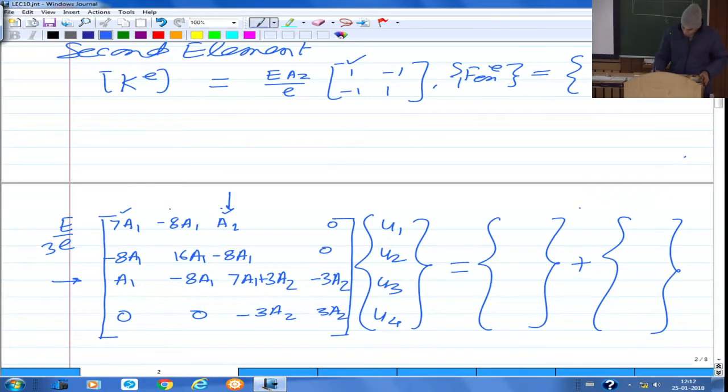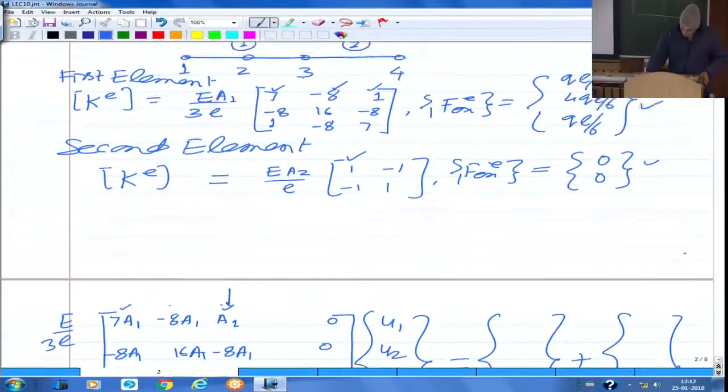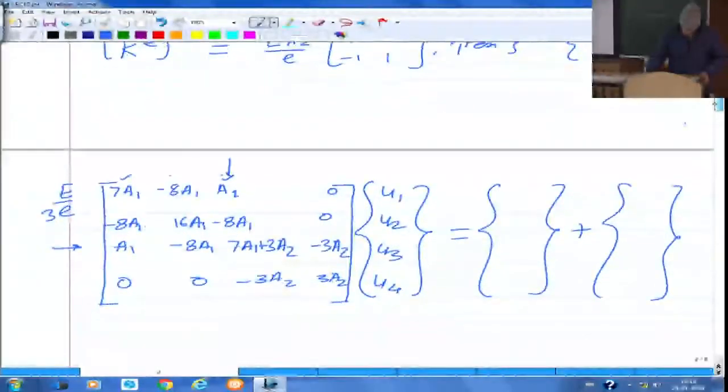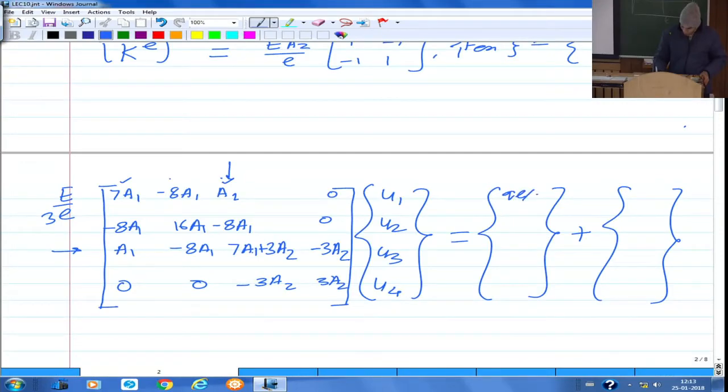So now if you look at the right hand side, the load vector from the first element will go to first 3 rows, which is basically QL by 6, 4QL by 6, QL by 6, and the second element has no contribution, so that is plus 0 here and 0, because Q is 0 there in the second element. If it was non-zero, then you'll have to put that. QL by 2 and QL by 2 you'll have to put additionally.